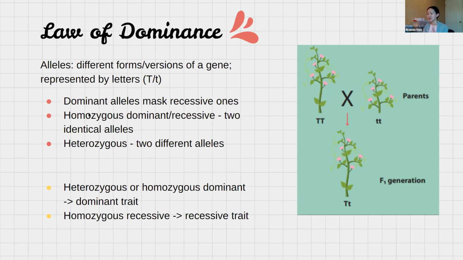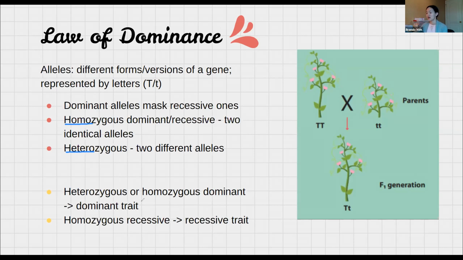And then homozygous, dominant or recessive, just homozygous in general, means that there are two identical alleles, homo meaning identical, same, that kind of thing. The other category is heterozygous, which means there are two different alleles. And again, hetero means different. Over here, these two would both be homozygous. This one is dominant because obviously it's capital letters, and this one is recessive because lowercase letters. But this one would be heterozygous because it is both a capital letter and a lowercase letter.